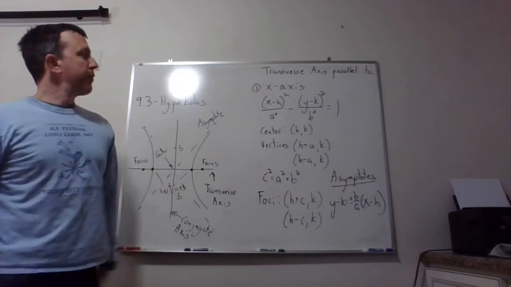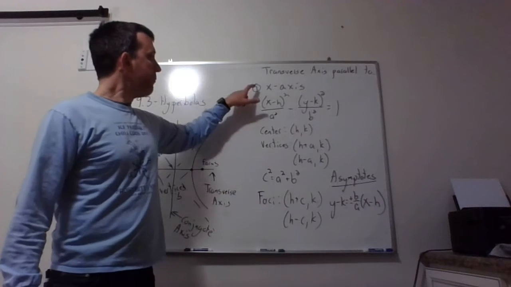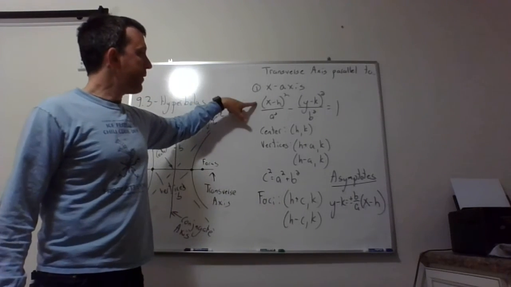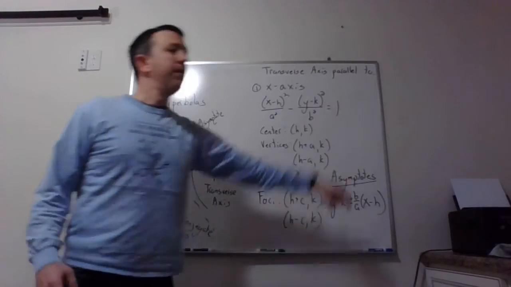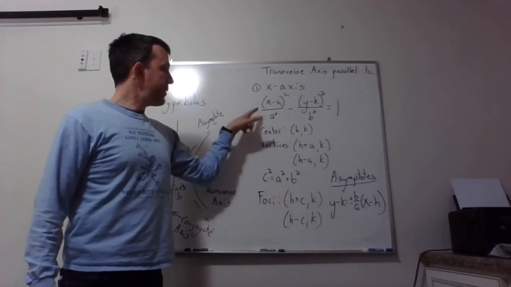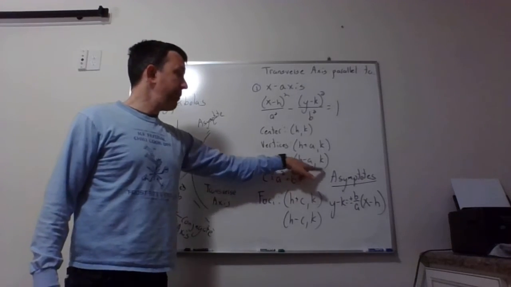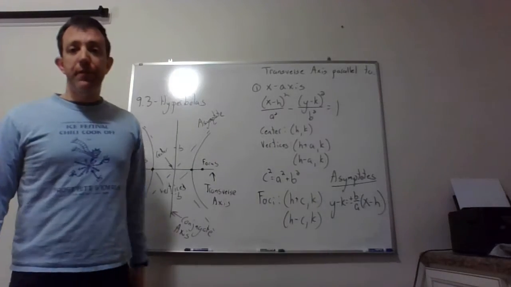But here's the formula for when the transverse axis, this guy that goes through the vertices and foci, is parallel to the x-axis. We have x minus h squared over a squared minus y minus k squared over b squared is equal to 1. The center is still at h and k. The vertices are h plus a comma k and h minus a comma k. This should look really familiar. That's almost identical to what we have for ellipses.